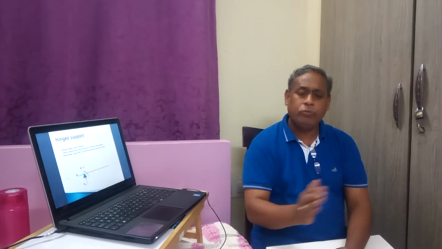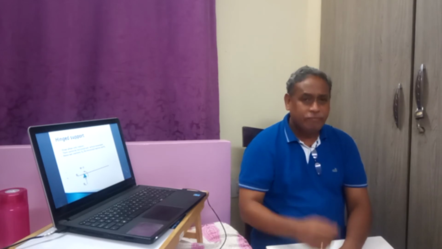Hinged support. Next comes the hinged support. A hinge allows only rotation. That means it does not allow movement or translation in any direction. Only rotation is possible. If we see our door hinge, we can only turn it. We cannot pull the door sideways. Simply we can rotate it. That is, only one turning motion is possible. We cannot pull it sideways or forward or backward.